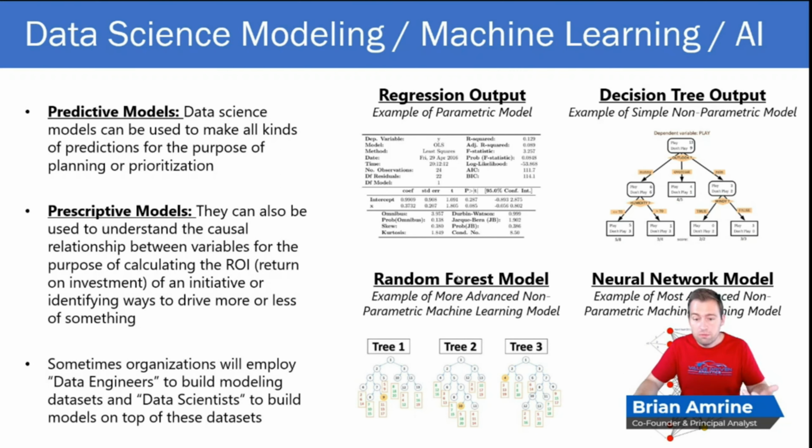A random forest model is a more advanced version of a decision tree. It's a set of many trees built in a way to optimize what's called the bias variance trade-off. We'll talk more about that when we get into data science. And then there's neural network models or deep learning models. And those are some of the most advanced data science models that exist, used to do things like determine what's in an image or what sound something made, all kinds of things.